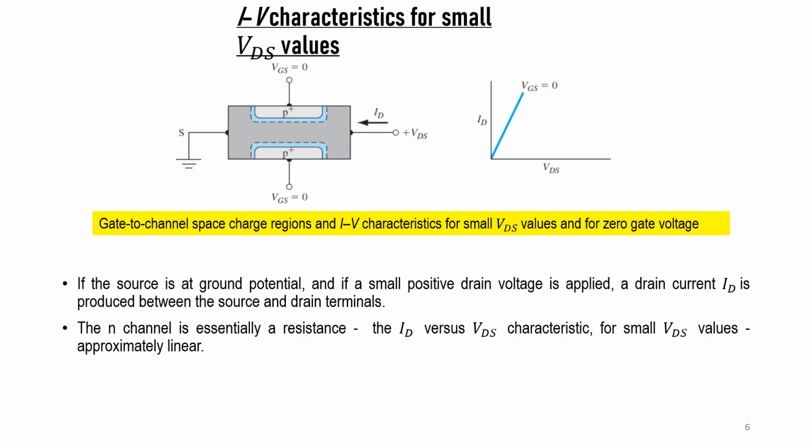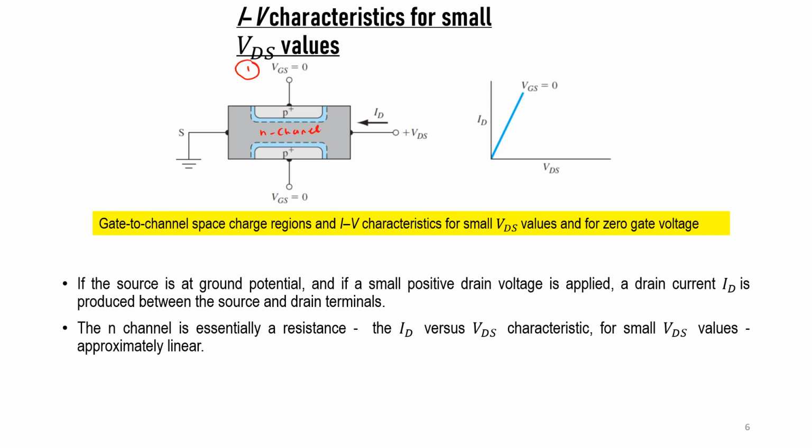Now we move to the IV characteristic for small VDS values in terms of varied VGS values. First we consider VGS equal to 0. The channel here is an N channel.